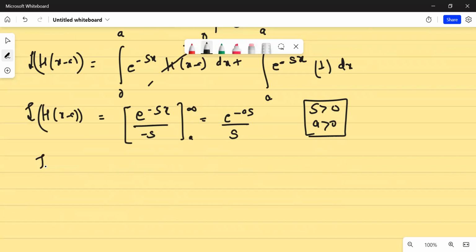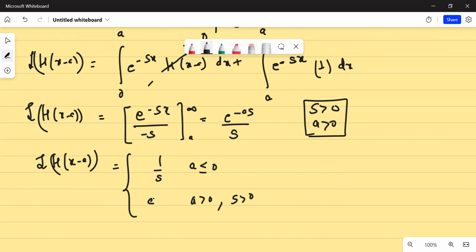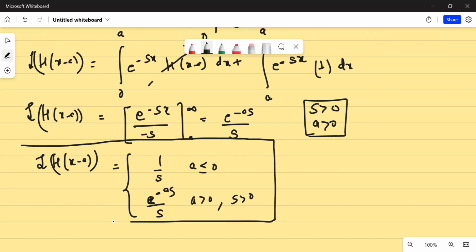So what I'll write is that the Laplace transform of h of x minus a is simply equal to 1 upon s, provided a is less than or equal to 0. And if a is greater than 0 and also s is greater than 0, then it is equal to e to the power of minus as divided by s. So this is how you define the Laplace transform of your unit step function.